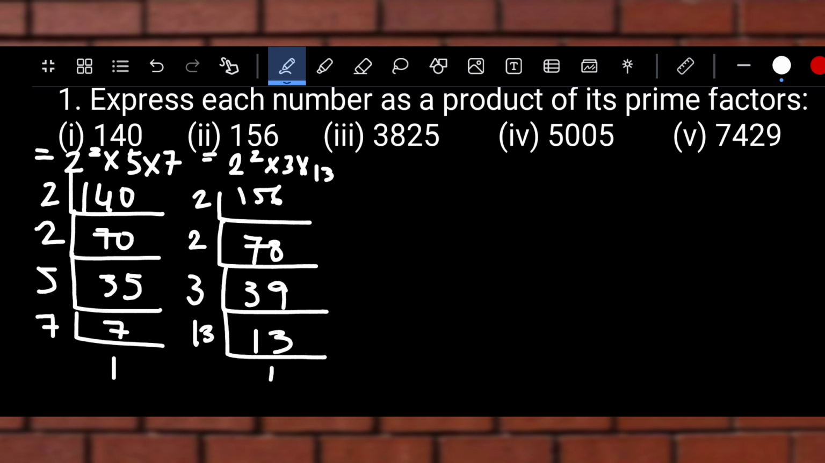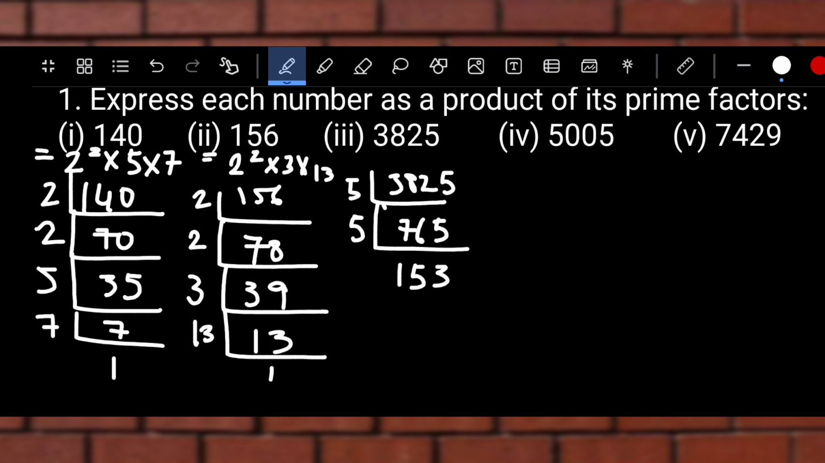3825. Here you see the unit place number is 5. So this number is divisible by 5. So when we divide it by 5, we get 765. Okay. So when we divide 765 by 5, we get 153. Okay. We get 153.